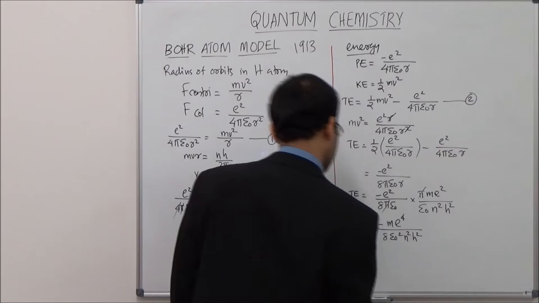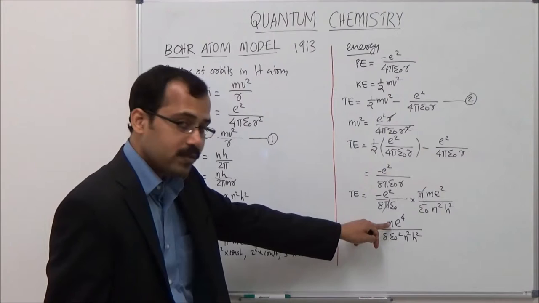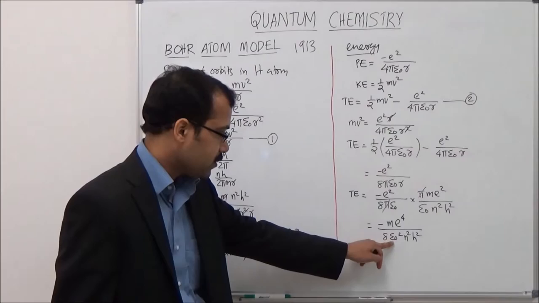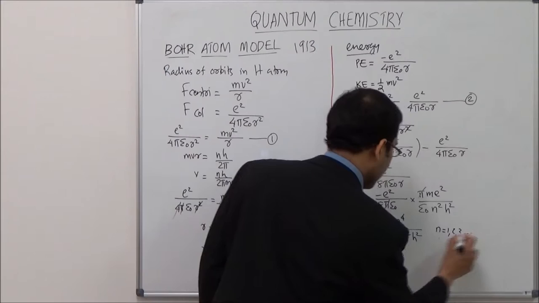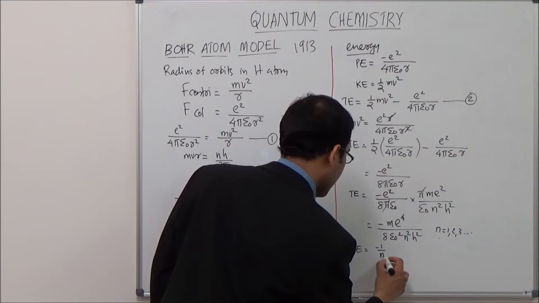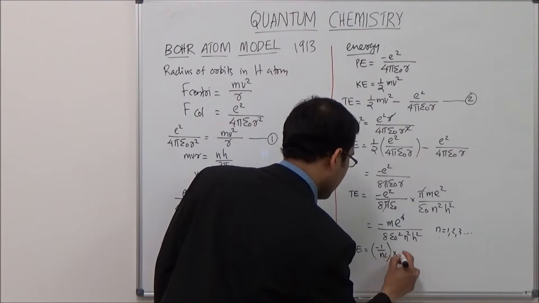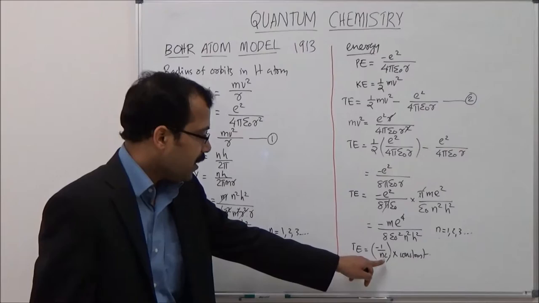See, m is the mass of the electron, it's a constant. e is the charge of the electron, which is constant. Epsilon 0 is constant. h is a constant. So we have n, which is equal to 1, 2, 3, etc. So total energy is minus 1 by n square times a constant. It means that the total energy is quantized.